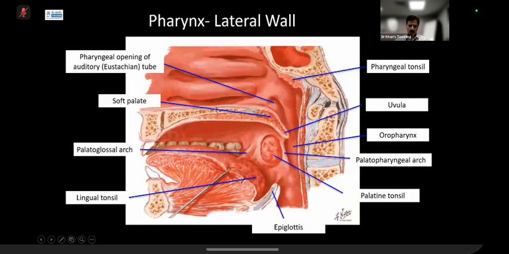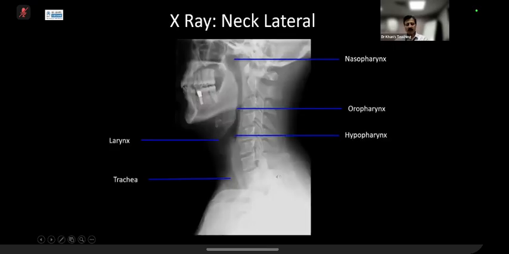Now, if you see this diagram, again, this is the oral tonsil, this is the anterior pillar, and so this portion has to be the oropharynx. On an X-ray, this is how it looks. Of course, here I've selected a case in which there is an air column. It is not a must that you will see an air column like this.